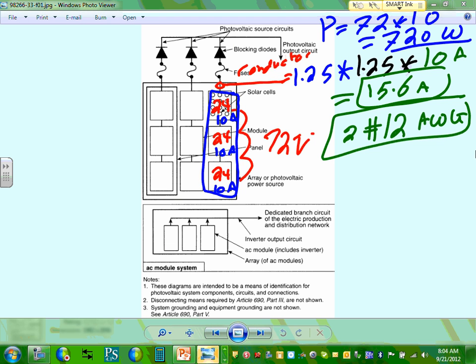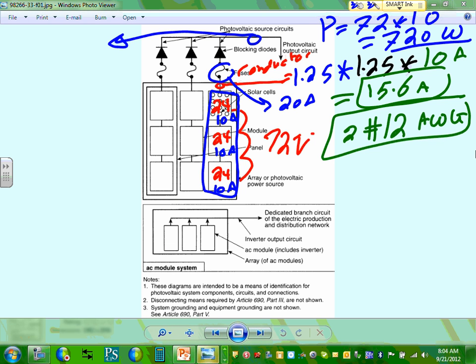Now, sizing this conductor the same way. Can you guys see it? And by the way, the overcurrent protection device, the fuse, sizing the fuse here, the same way, the same calculation. So what do you get for this one? That will be a 20 amp fuse in this case, because 15.6, what's the next standard? 20 amp fuse.